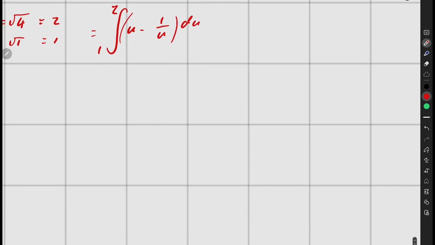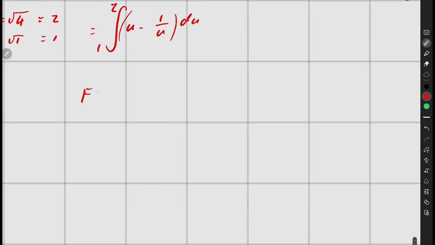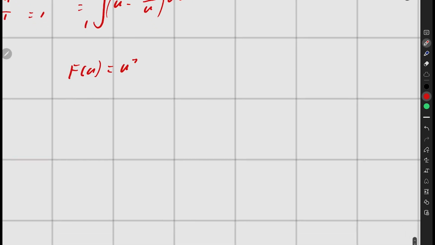Let's solve our integral in terms of u. We're going to have a function of u, which is going to be equal to u squared divided by 2, minus the natural log of u, plus c. And for this example, we're not actually going to substitute x back in, because we've already found what our new limits are in terms of u. So we're going to get the same answer.